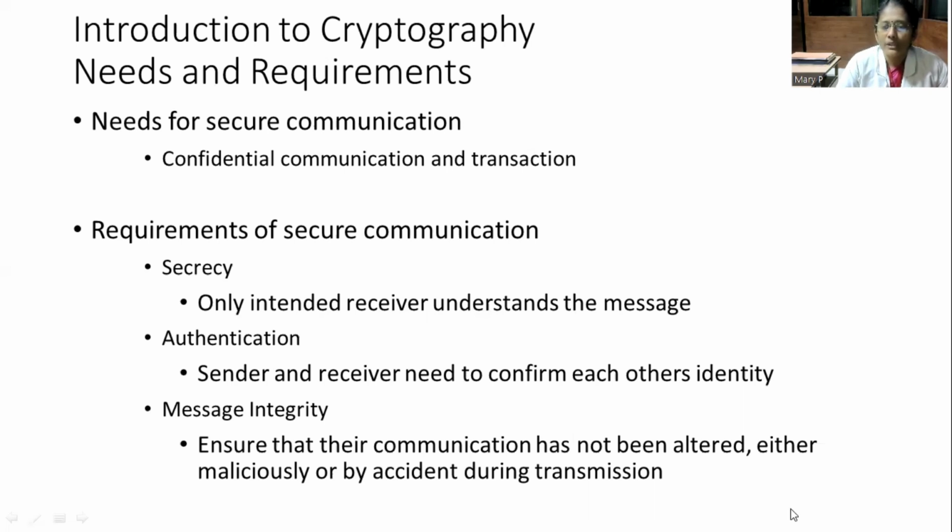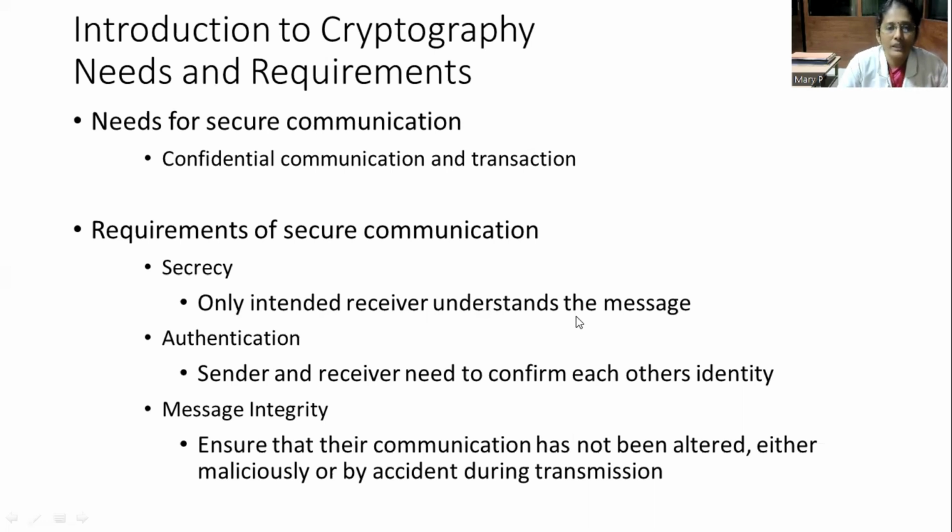There are three requirements. One is secrecy, second is authentication, and third is message integrity. What do you mean by secrecy? The sender sends the message to the receiver. Only the receiver receives the message. Intermediately, no other person can receive the message. That is secrecy. You have to understand whether only the intended recipient receives the message or not.